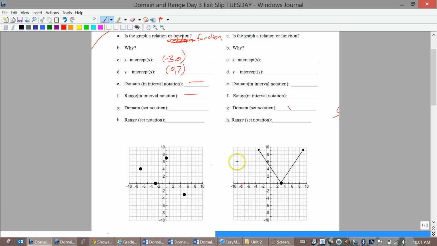So set notation is just the listings. Domain, just the listings of the x-coordinates: -7, -3, 0, 5, and nothing else. And then we throw it in some brackets. Range, just the y-coordinates of each of those points since it's totally not connected: -3, 0, 4, and 7. Okay? Any questions?